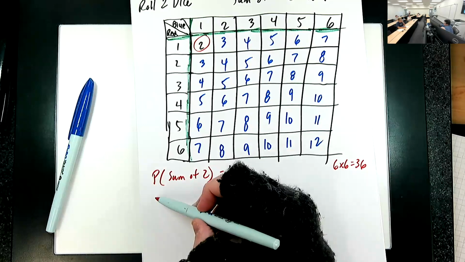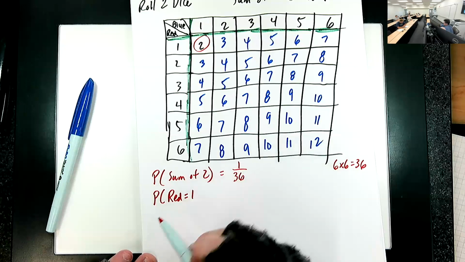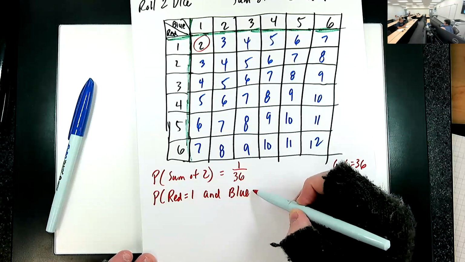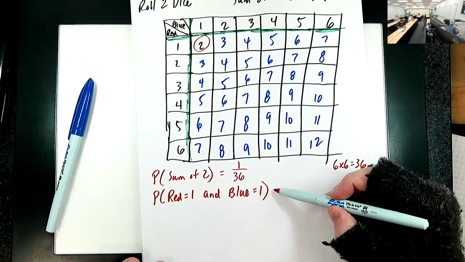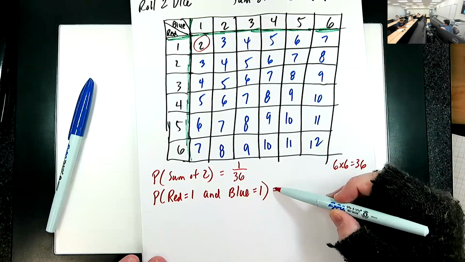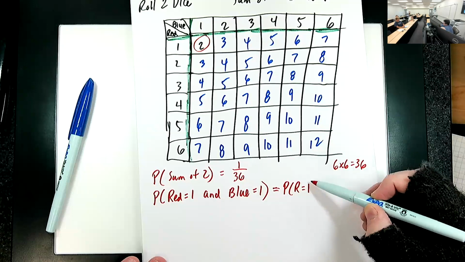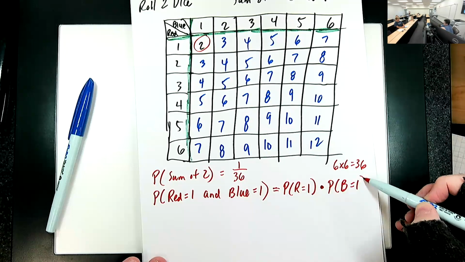Getting a sum of 2 is saying that the probability that the red die equals a 1 and the blue die equals a 1. And dice rolls are independent. So we can use that formula, and the formula would say that this is the probability that the red equals a 1 times the probability that a blue equals a 1.